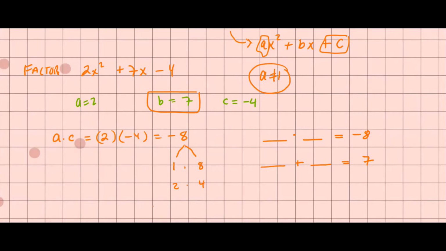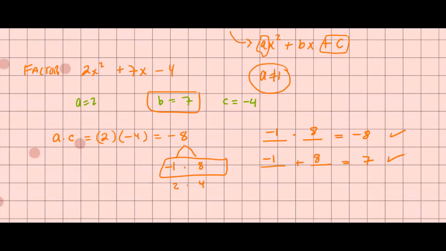You want to put the negative sign with one of the numbers because you want the sum to be a positive 7 and the product to be a negative 8. It looks like if we pick this pair with the negative 1, we get what we want. Negative 1 times 8 is negative 8, and negative 1 plus 8 is 7. So those are the numbers that are going to work.